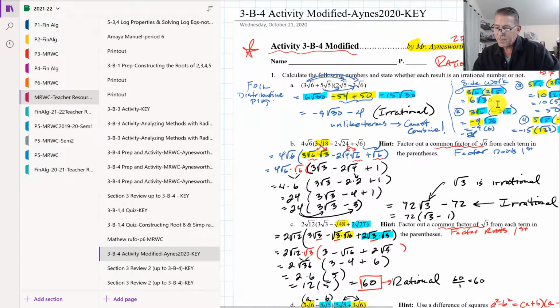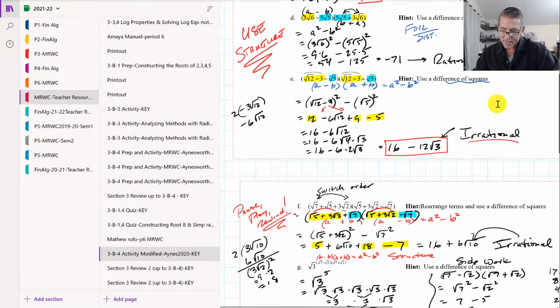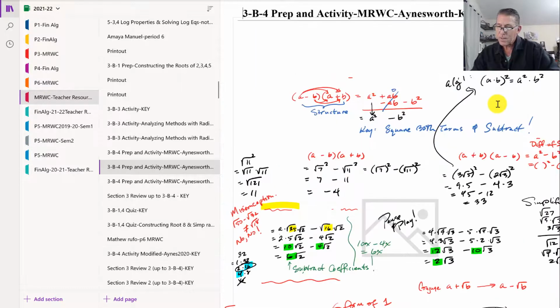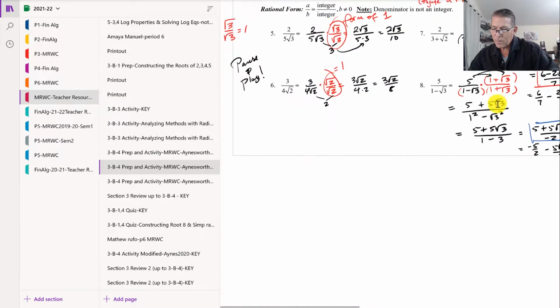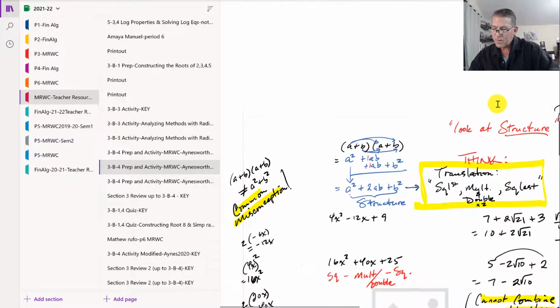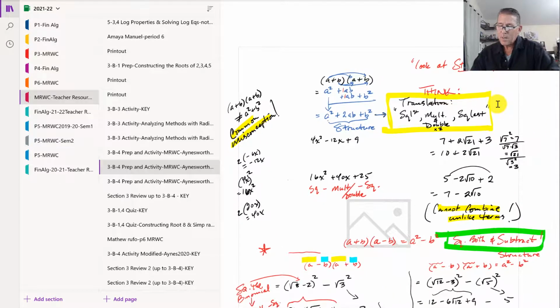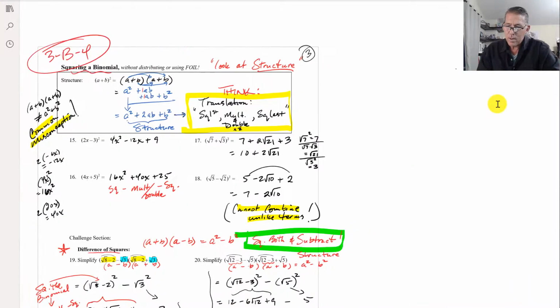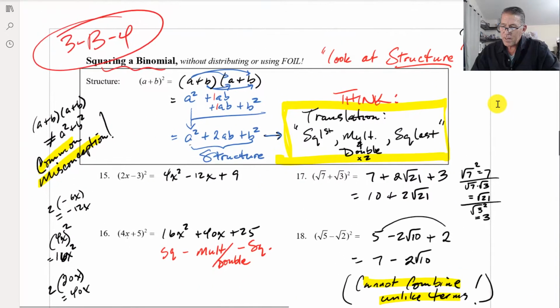So I just got to find it here. Oh, this is the activity. I need 3b4. Let me see. Hang on. Okay, here it is. This is the prep. 3b4 prep and activity. What we want to do is find the square of a binomial. Here it is, right here. All right, look at this. Squaring a binomial. You got a square, multiply double, square. So this turns out to be a trinomial.